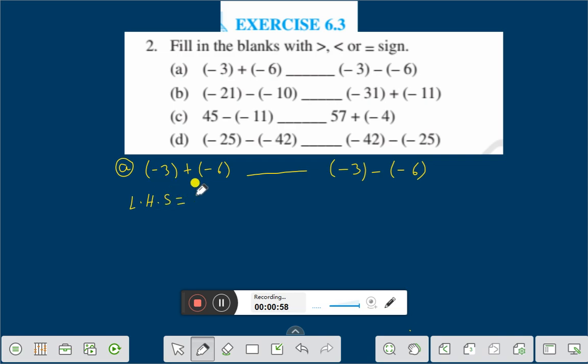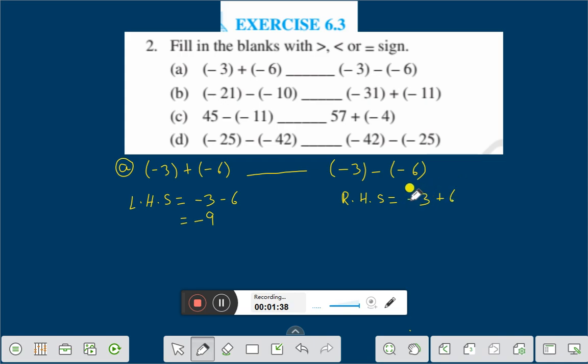What you are getting, that is minus 3 plus into minus is minus 6. Here I see that both the signs are same, therefore the numbers will be added, right? That is 6 plus 3 is 9 and the sign will be minus, right? Right hand side, what you find in right hand side, that is equal to minus 3 and minus into minus is plus, a plus 6, right?